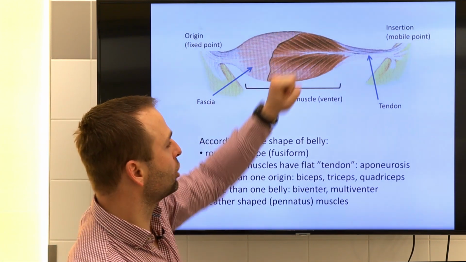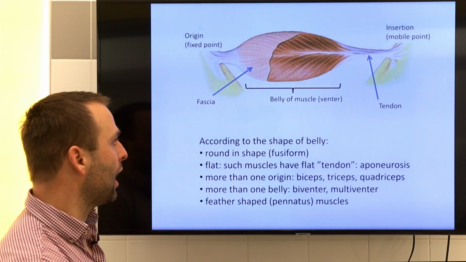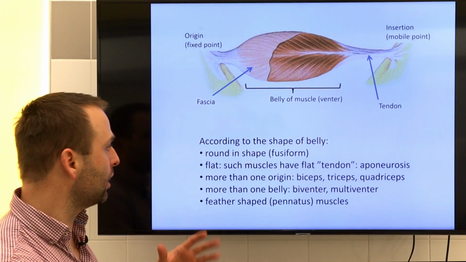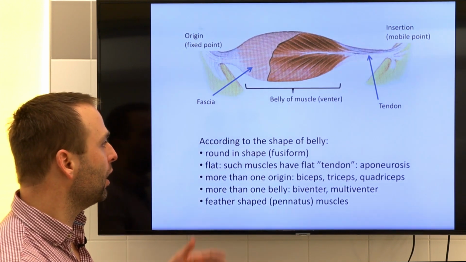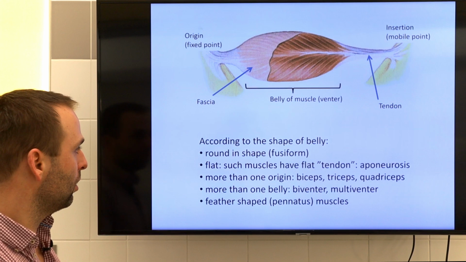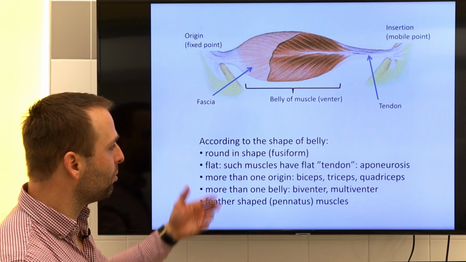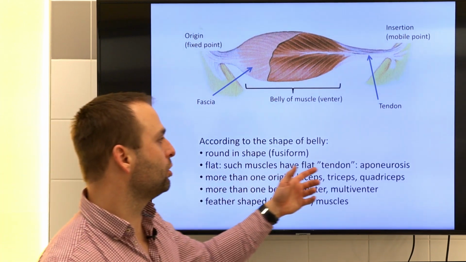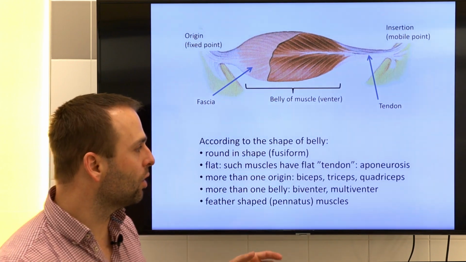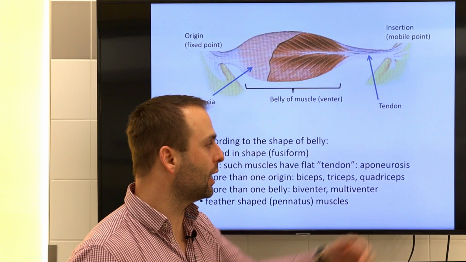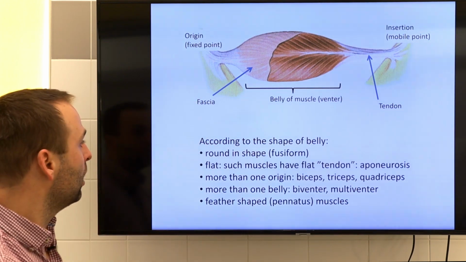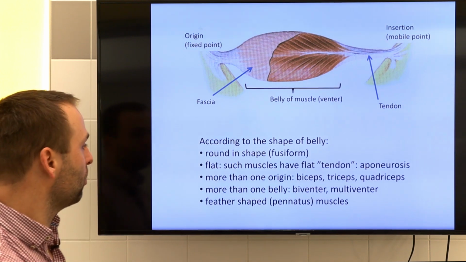According to the belly shape, you can have several types of muscles. First of all, the most basic is the round-shaped muscle belly. These are called the fusiform muscles. You can also have flat muscles like the muscles of the abdominal wall. These muscles also have a flattened tendon, which is no longer called a tendon. Instead, the term aponeurosis is introduced to describe these structures. So a flat tendon is an aponeurosis.